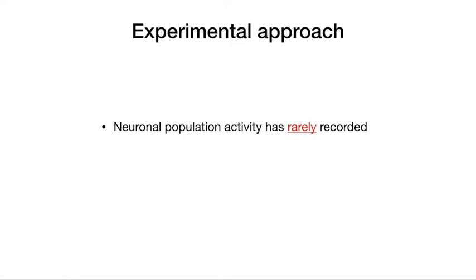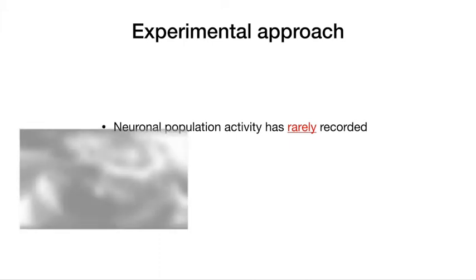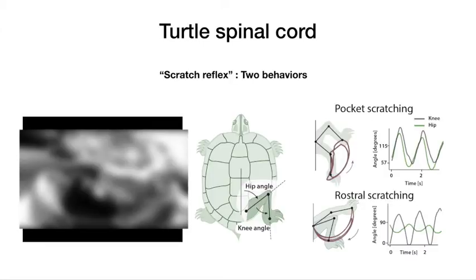The experiments involved in understanding spinal motor circuits have rarely involved the neuronal population activity because it's rather difficult to access the neurons in the spinal cord because of its flexibility. But we use the turtle spinal cord because it has a mechanical advantage among other things.